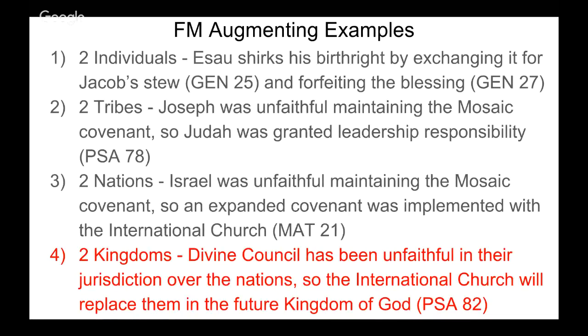how should I put it? Deuteronomy 32 verses 8 and 9 says, the Most High divided up the nations according to the number of the sons of God. So I think there's this divine council that has these divine beings, these angels, and each one of these sons of God was given jurisdiction over a nation. And Jesus, as the firstborn son of God, was given jurisdiction over Israel.